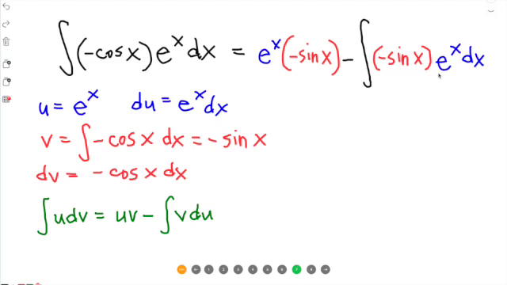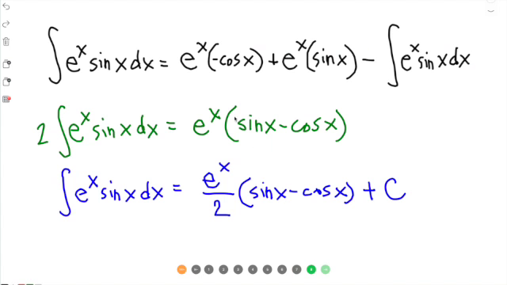Okay, so now it occurs again, our original problem. That's why we write down everything and we simplify everything, and now we transpose this same integral to the other side. So we got twice that, and since we got twice that, we just need to divide the right side by 2 to get our answer. Okay, so I hope you did follow that.